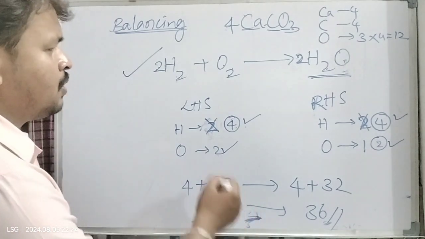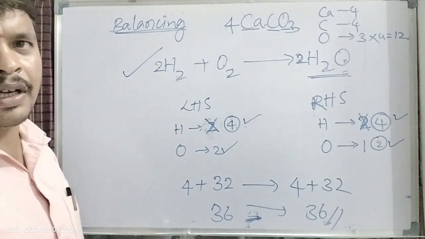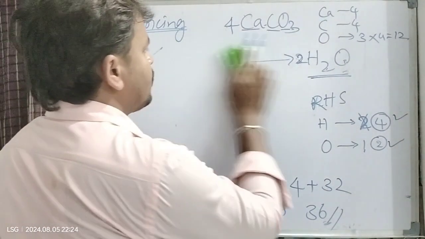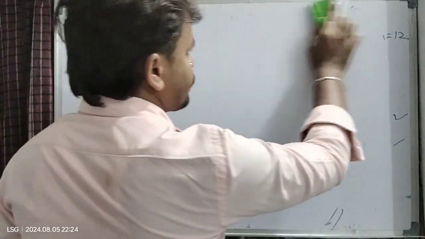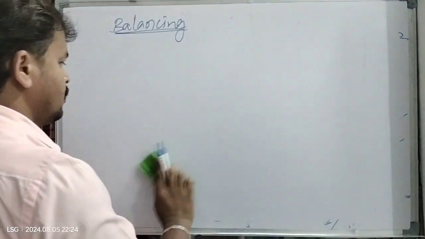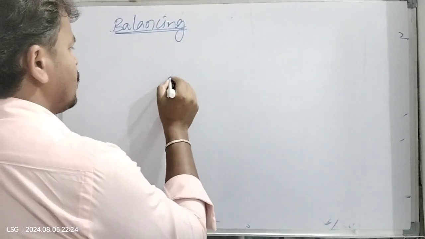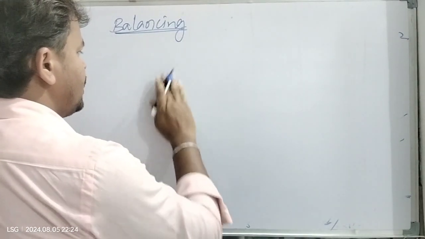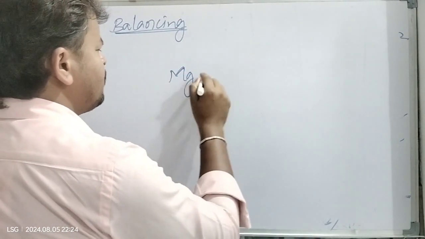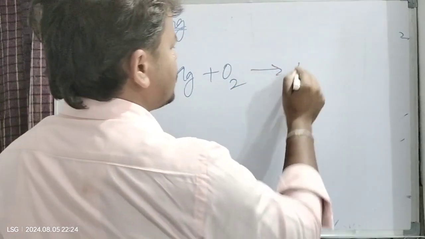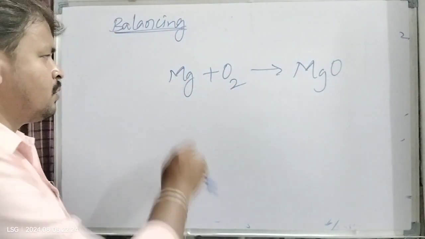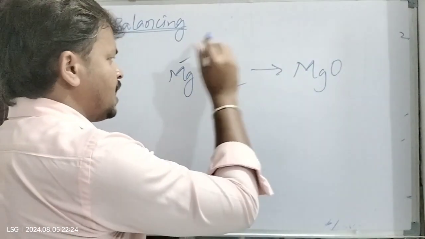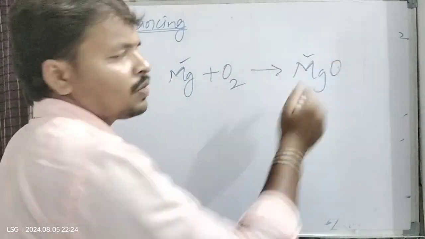See, very simple. This is one more example I will show at last, and you can understand here. Mg, magnesium, burns in the presence of oxygen, gives magnesium oxide. Is it a balanced equation? No. See that magnesium 1 is there, 1 is there. Balanced, right? Oxygen 2 are there, 1.